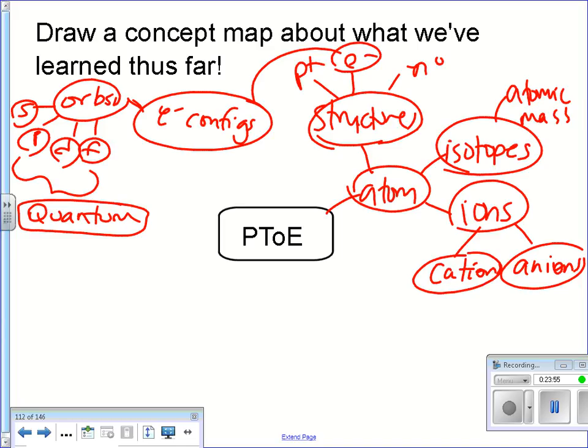Exciting and then allowing them to drop back to ground state, right? So the quantum model and Bohr actually kind of both say electrons can move, but how do we see them move? We can't see them move, we can see them fall.